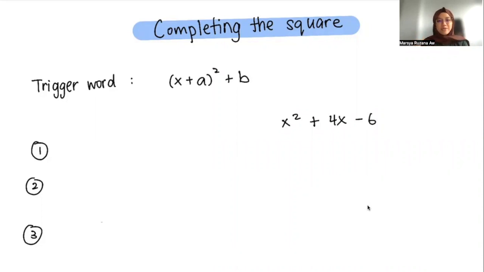Today I'm going to be going through how to complete the square, which is one of the most confusing questions for many students when it comes to algebra. So let's start by identifying what the trigger word is.